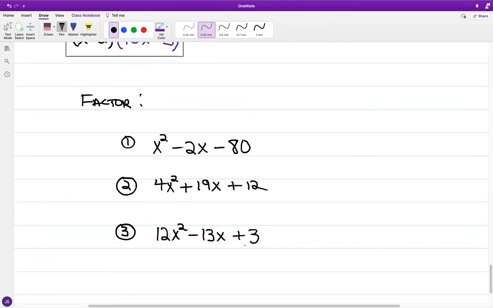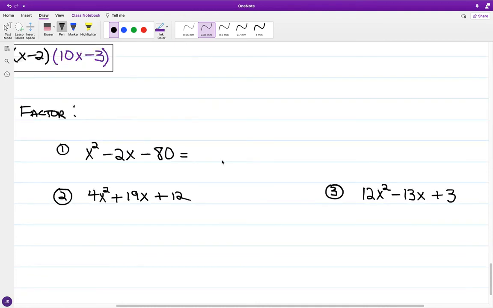Just for the next few moments, let's see what we get for the binomial factors of these three particular trinomials. If you're still working on these items, that's okay. For the first one, we have for this trinomial x squared minus 2x minus 80.